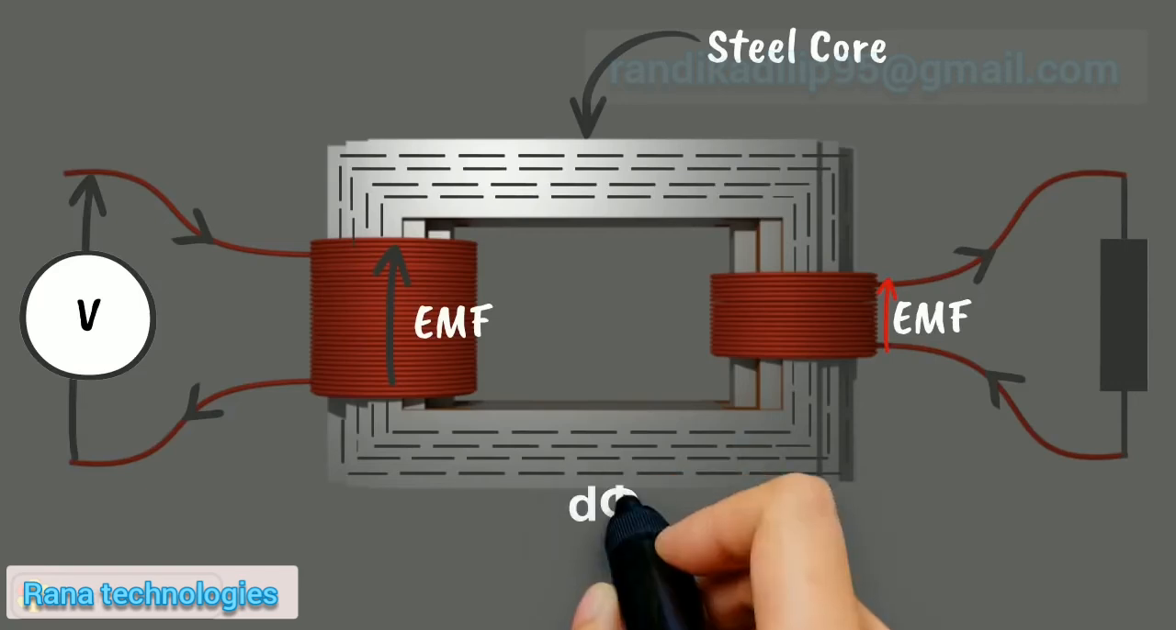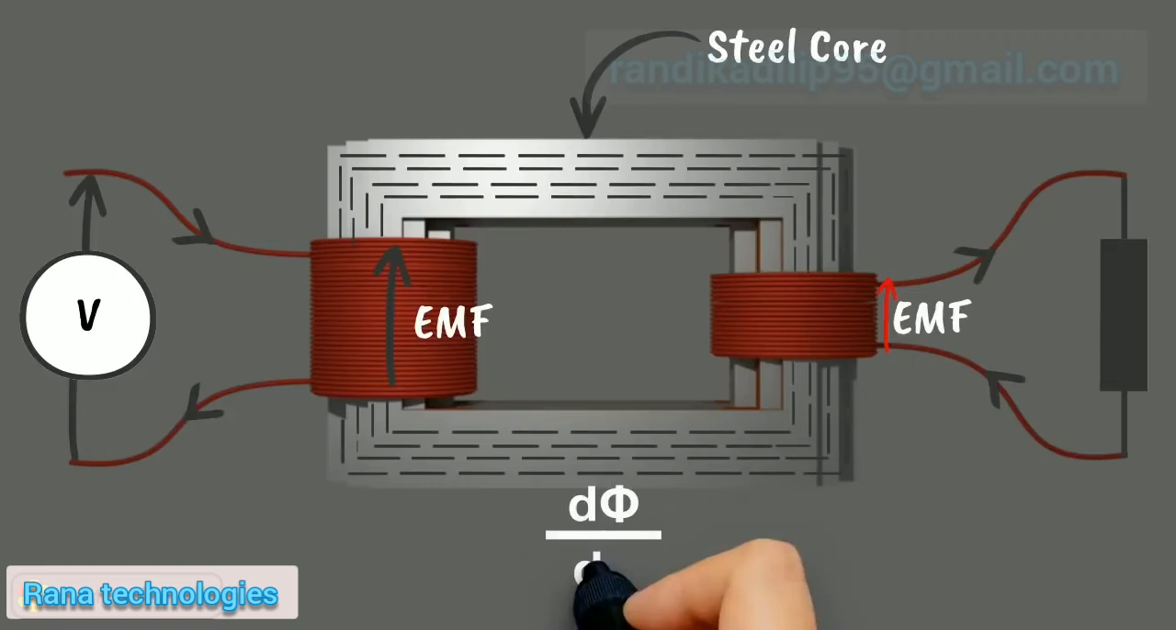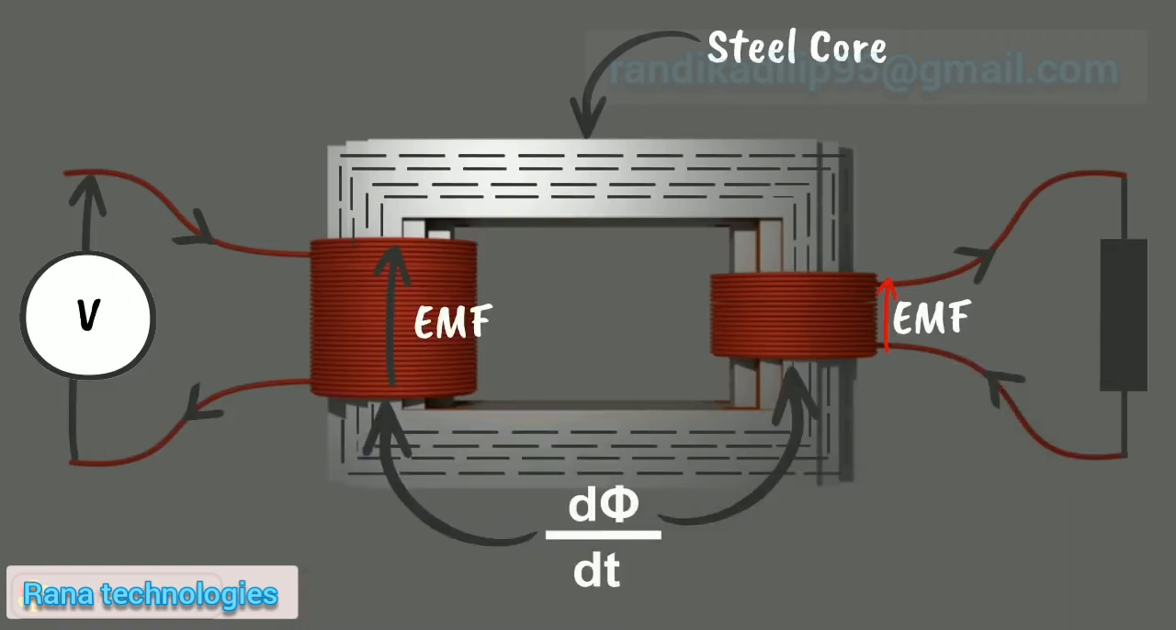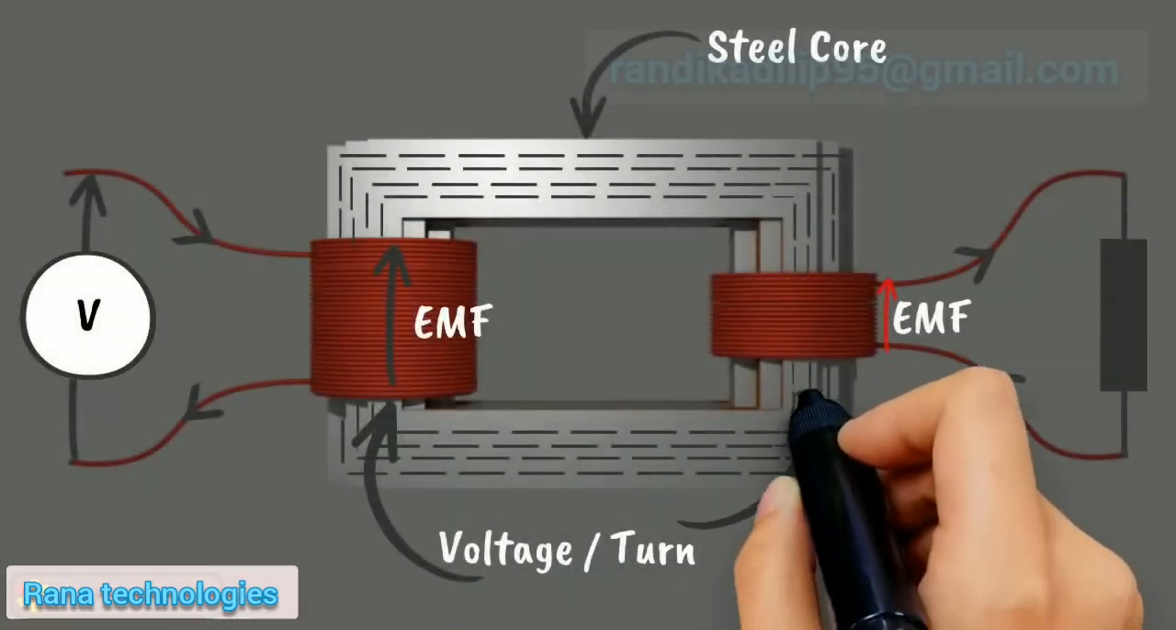As nearly the same flux links with the second winding, now the rate of change of flux with respect to time is equal in both windings. Since, as per Faraday's laws of electromagnetic induction, induced EMF across a conductor is directly proportional to the rate of change of flux linkage, the voltage induced per turn in both windings will be the same.